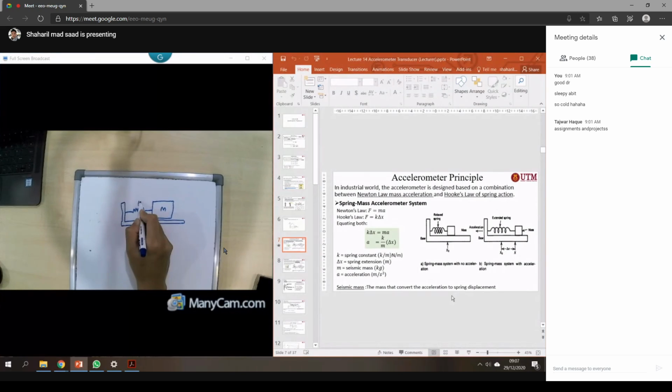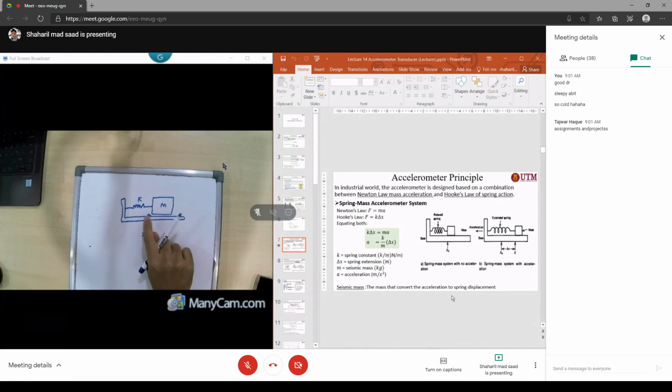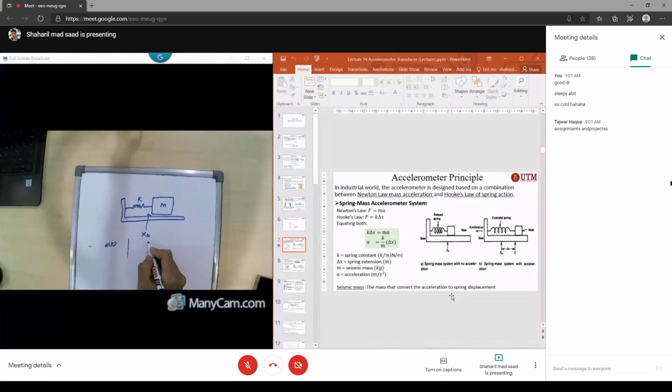Okay, so this one is K and this mass. You only need two things, mass and also the spring, right? And this one will be your reference S naught. So let's look at the relationship between the acceleration and also the spring, right?